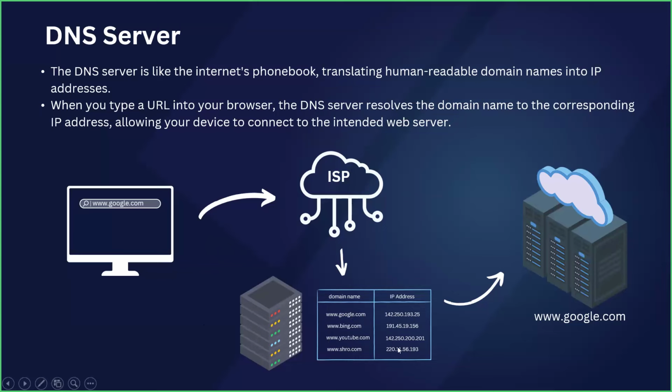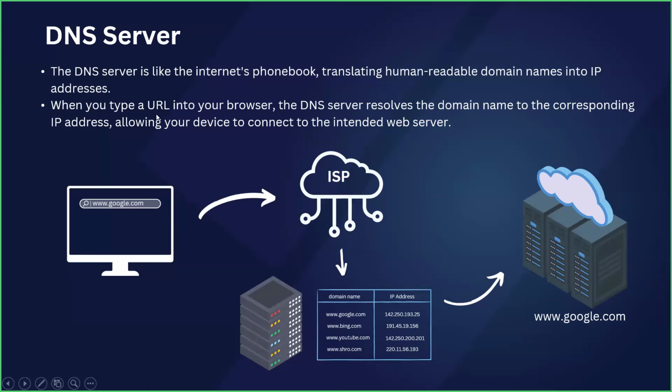Bing.com stored on so and so IP. YouTube.com stored on so and so IP. Shrow.com stored on so and so IP. So it has a record for every domain that has been hosted on the internet. From that domain, it gets the IP, and with that IP, it reaches the correct intended server. So a DNS server is like the internet's phone book, translating human-readable domain names into IP addresses.